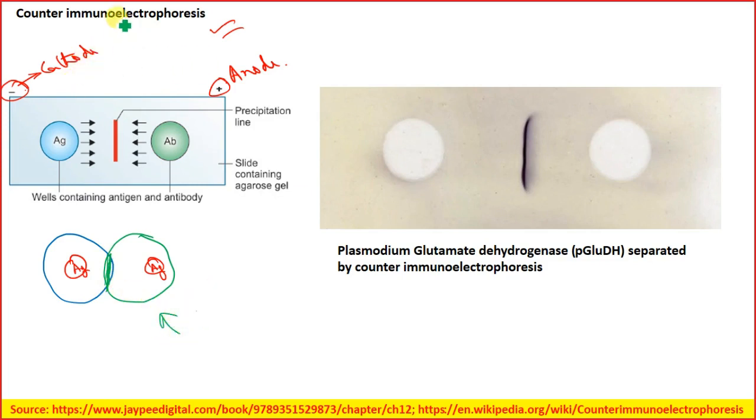Now when you apply the electrophoresis technique, you will get a precipitation line, but this precipitation line will form a bit more quickly as compared to the normal diffusion process. Okay, and this is an example of Plasmodium glutamate dehydrogenase enzyme separated by counter immunoelectrophoresis.